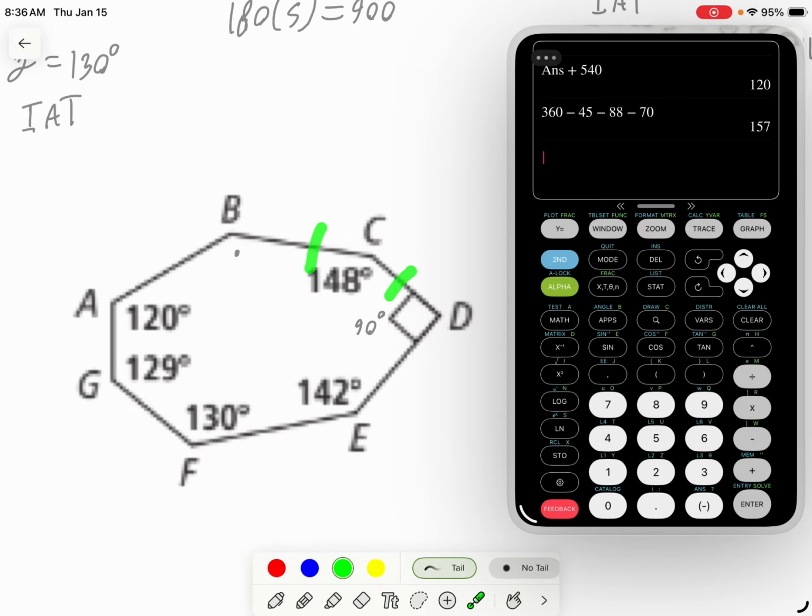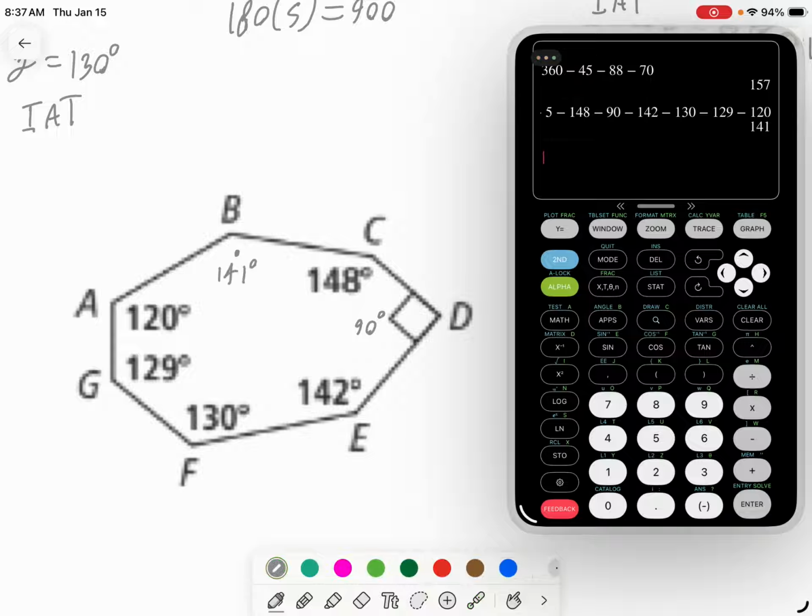How many sides does this have? 1, 2, 3, 4, 5, 6, 7. It's got 7 sides, so I know that's 180 times 5, and I think it's 900. And now I'm going to subtract out all the other angles. 148 minus 90 minus 142 minus 130 minus, I put a plus, minus 129 minus 120. That's a total of 141 degrees. All right, and I know that that's 141 because of the IAT.